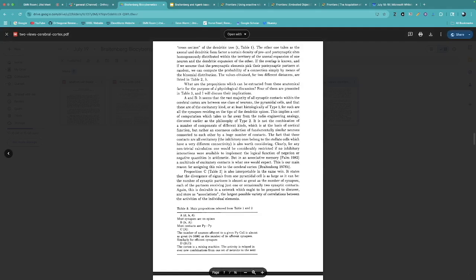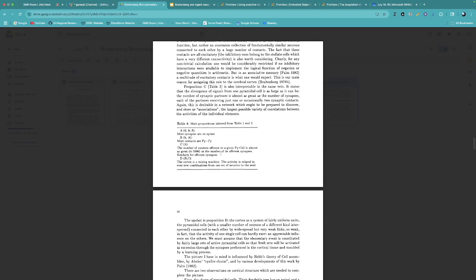What are the propositions which can be extracted from these anatomical facts? Four of them are presented in Table 3. So we have the first one, which is A, and they involve certain measures, and that is most synapses are on spines. The second, which involves these other measures, most contacts are pyramidal to pyramidal. The third point is that the number of neurons afferent to a given pyramidal cell is almost as great, around 5,000, as the number of its afferent synapses.